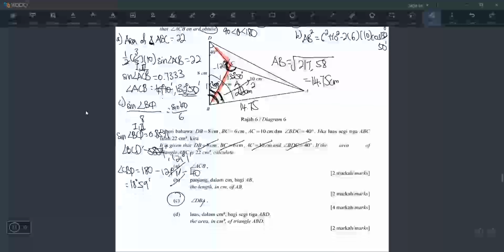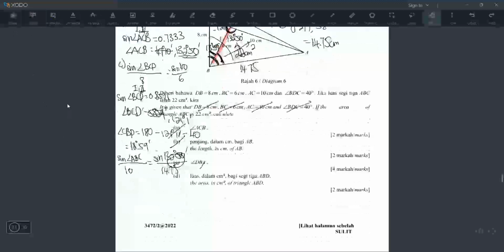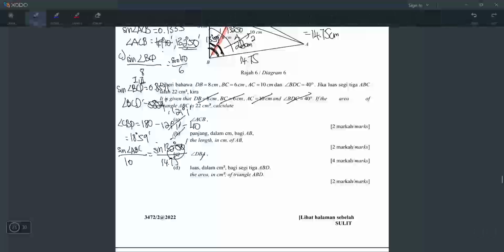So I will continue down here. Let's use the sine rule. It will be sine CBA, or sine ABC also can, over the opposite side, which is 10. And there is one complete pair that you can use here: sine 132 degrees 50 minutes, not 5 minutes, 50 minutes, divided by 14.75. If you continue here, eventually you will get the angle below here.